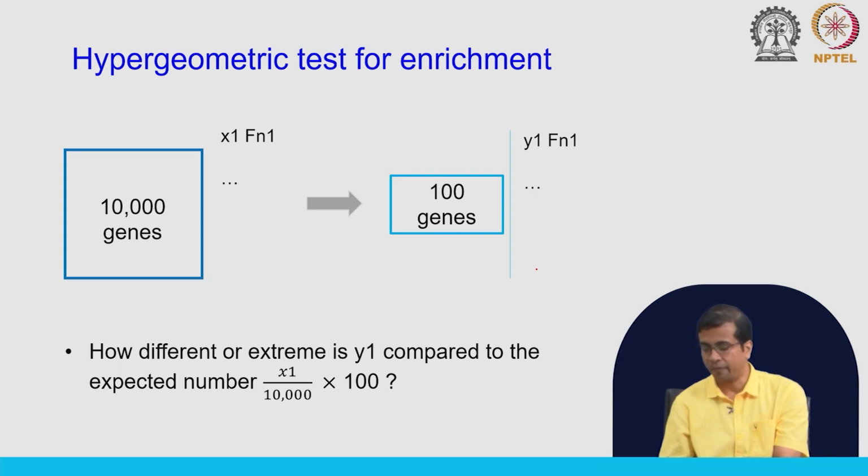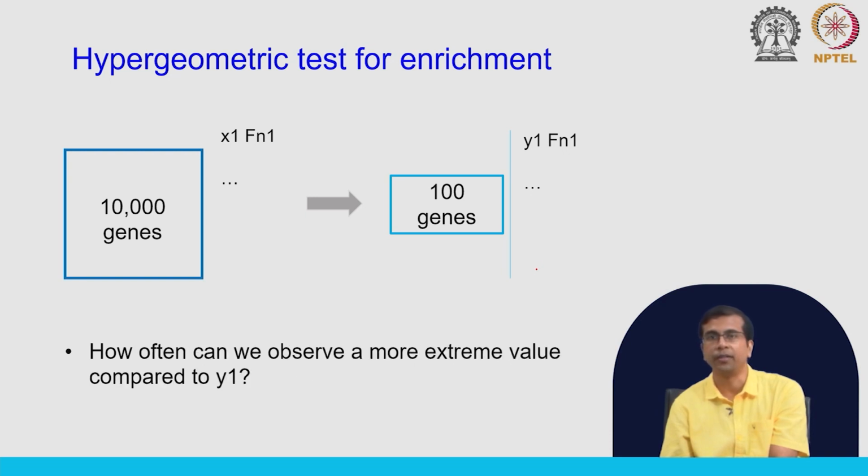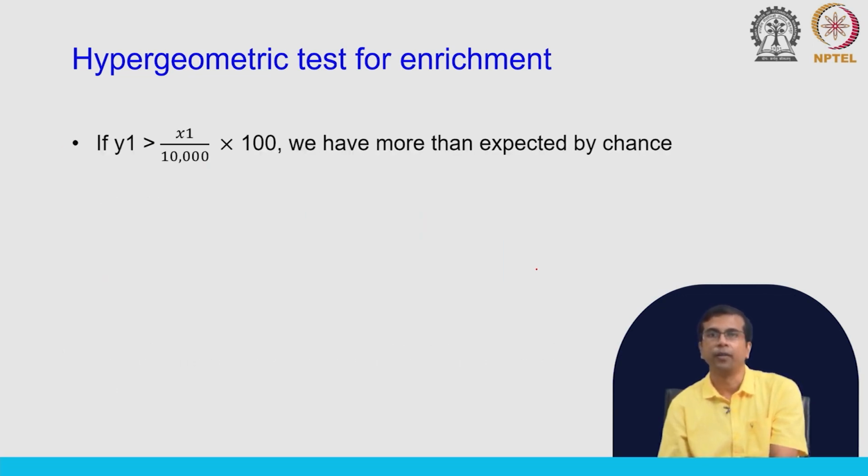And for that, as we have said, the hypergeometric test or hypergeometric distribution is the best method. We can transform this question, when we are going to a distribution based test, into this question: how often can we observe a more extreme value compared to y1? So, how common is y1, or how extreme is y1, based on the expectation that we have set.